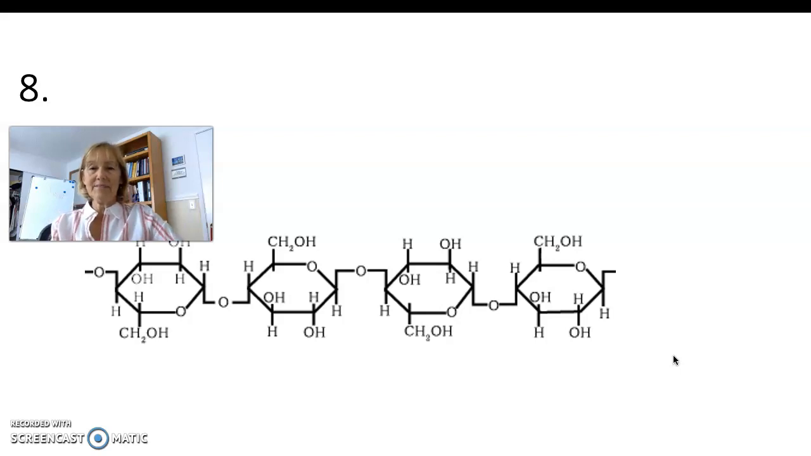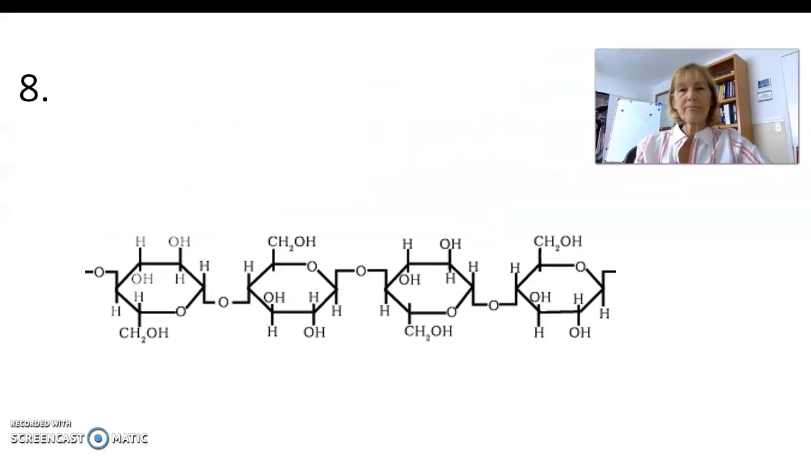All right, number 8. We have this long chain. This looks like a glucose. So we have it in a ring form, and it's attached onto another ring form and another ring form and another ring form, and it's making these long chains of carbohydrates.